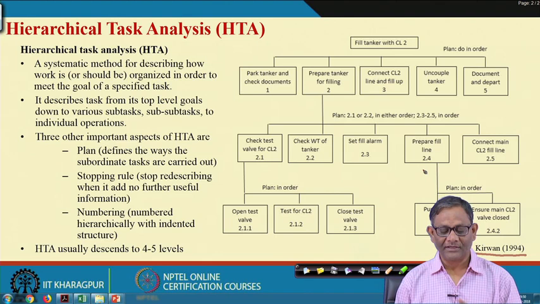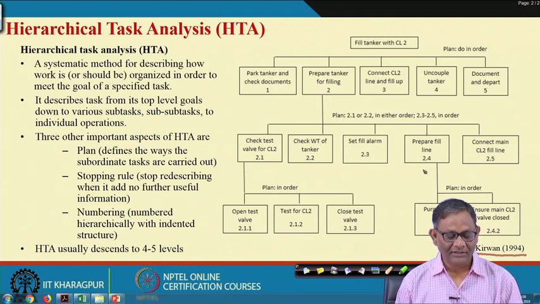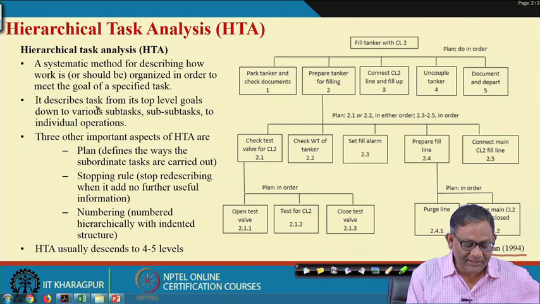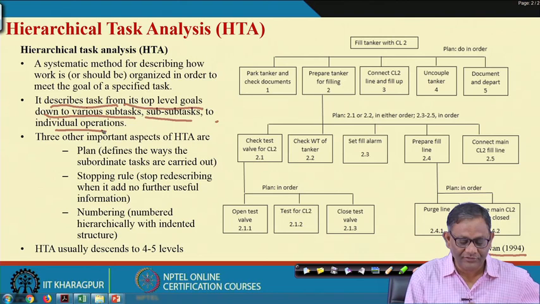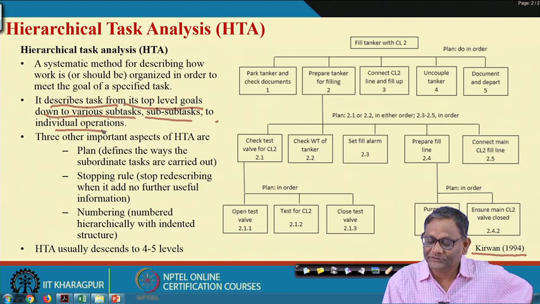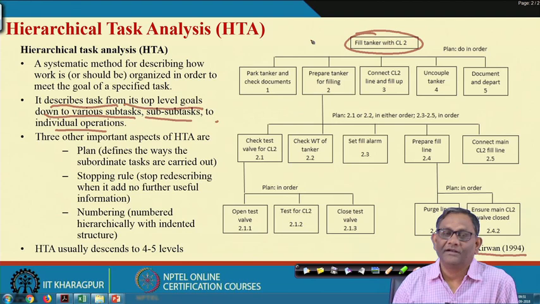It describes how work is organized in order to meet the goal of the specified task. It describes a task from its top-level goals down to various subtasks, sub-subtasks, to individual operations. For example, just think of filling a tanker with Cl2, chlorine. That is the work or the task that has to be done.